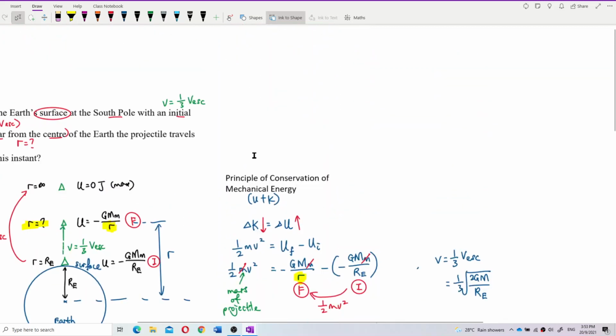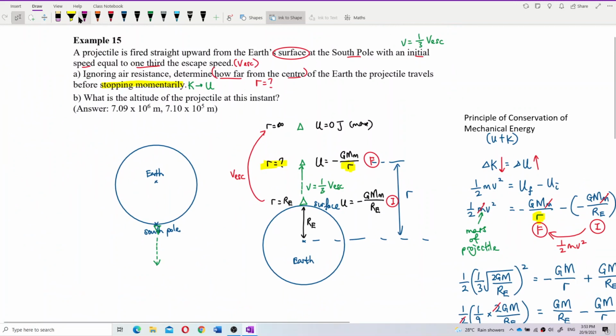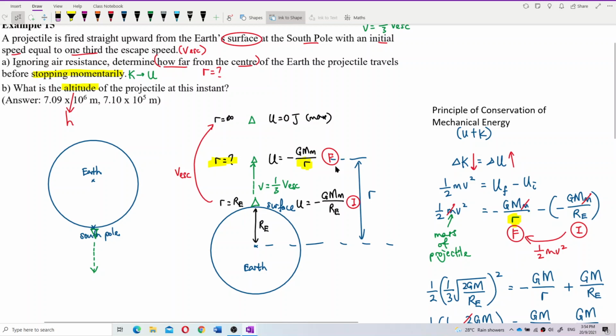Now the next question. Just now that one is question A. Now question B, what is the altitude of the projectile at this instant? This question asks for h, the altitude. Altitude means from here to here, the h. So r is actually the radius of Earth plus altitude. Understand? So let's find out the h here.